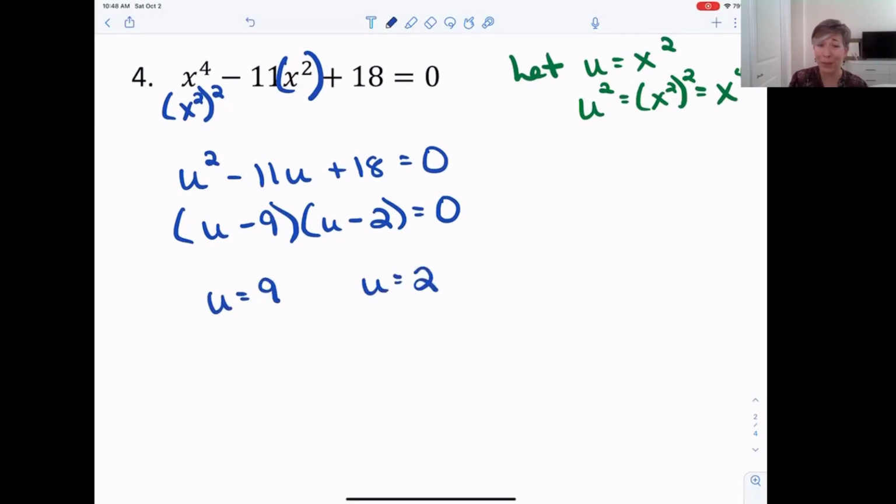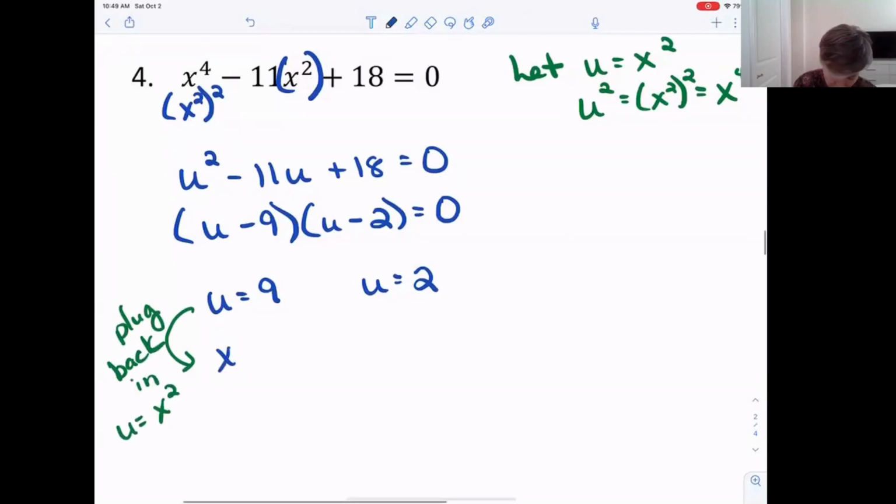But you have to remember, we didn't have u's to begin with. So that means we have to plug back in u equals x squared. So we get x squared equals 9.